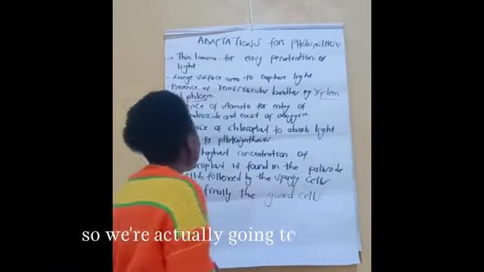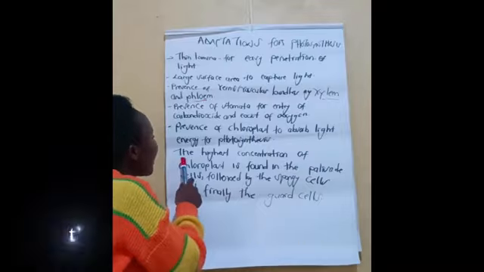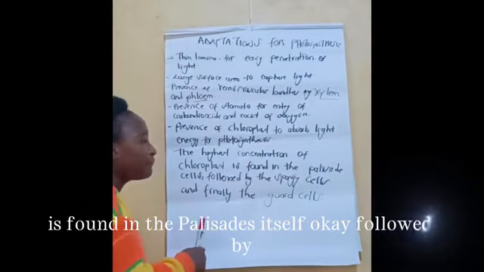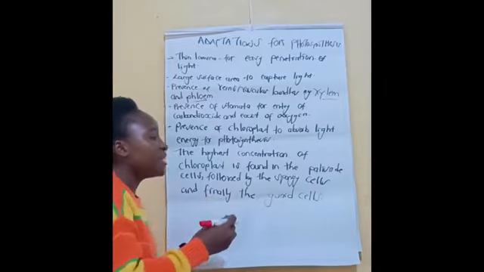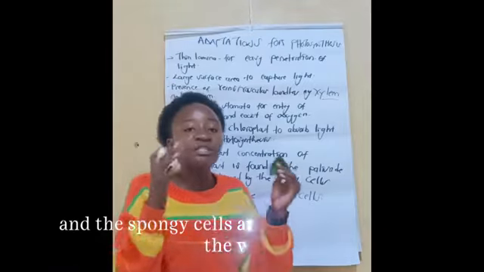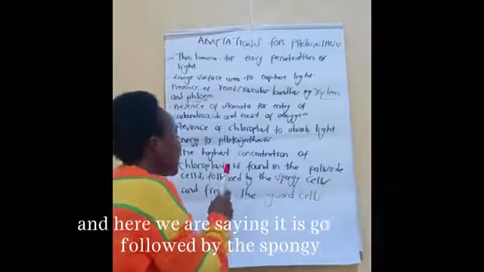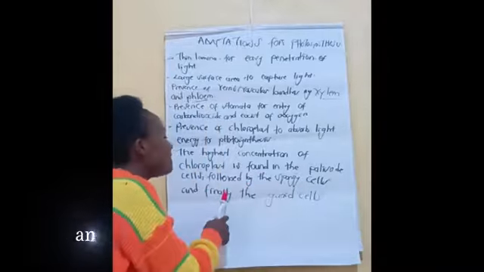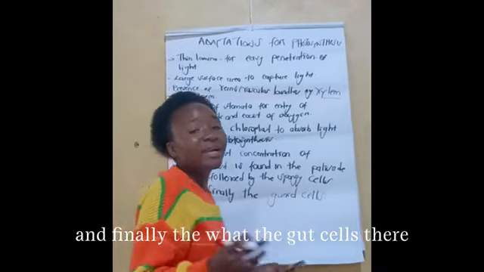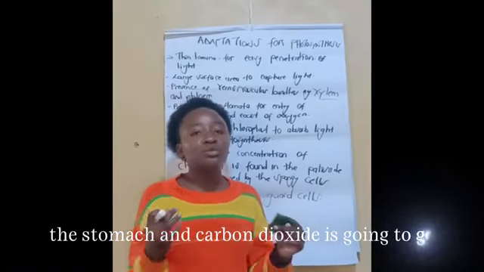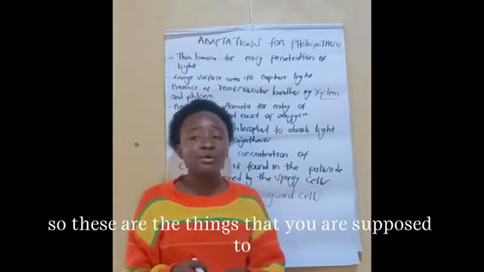Okay, so we're going to look at the fact that the highest concentration of chloroplast is found in the palisade cells, followed by the spongy cells, and finally the what? The guard cells. The guard cells are where we find the stoma, and carbon dioxide is going to go through. So these are the things that you're supposed to know.